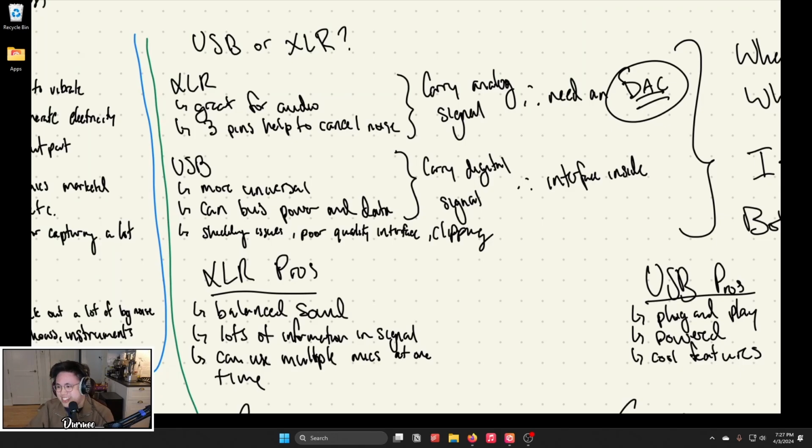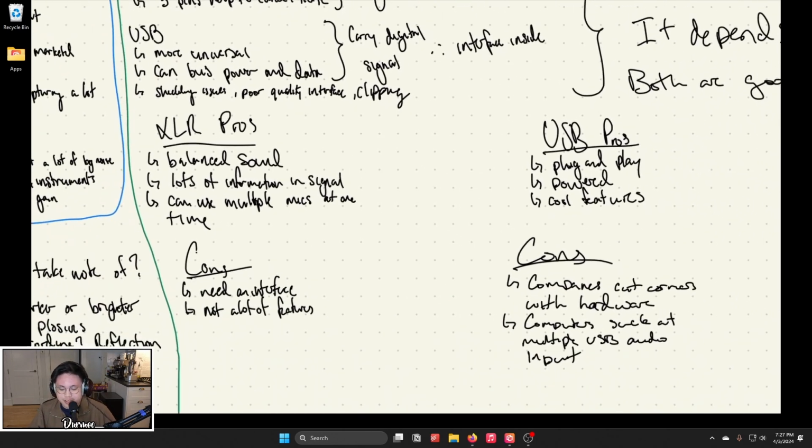And now you have an analog signal converted to digital, but you still have all the benefits of analog signals going into your computer. What's cool about USBs is that USBs are super smart. Since they can carry data and all that type of stuff, there's actually an interface, essentially a DAC, inside your USB cables anyway. So what are the pros and cons of XLR and USBs?